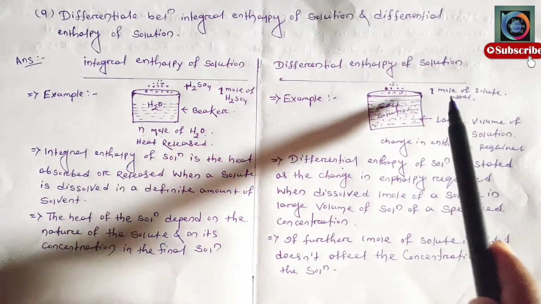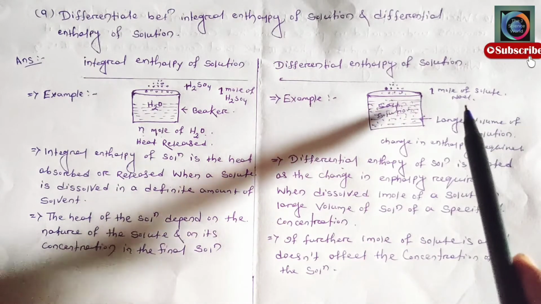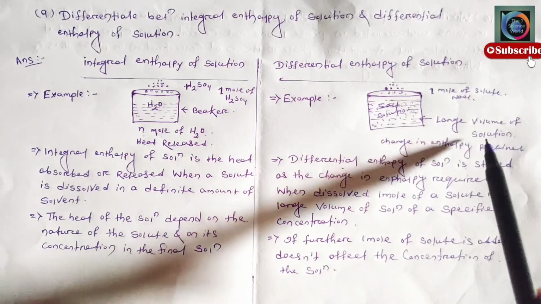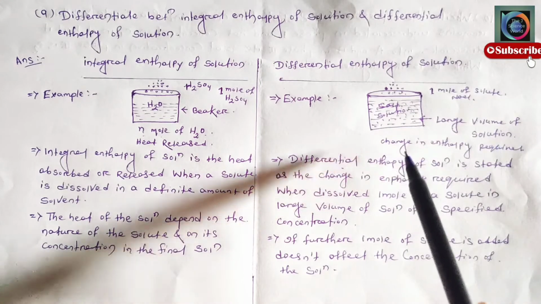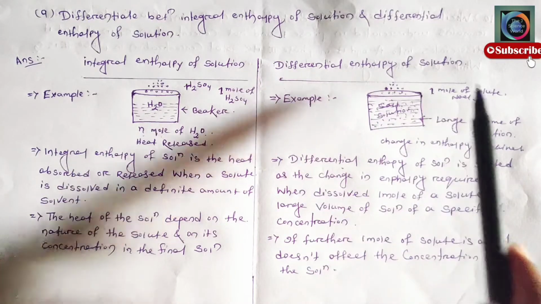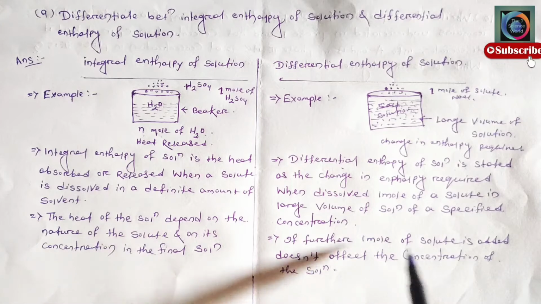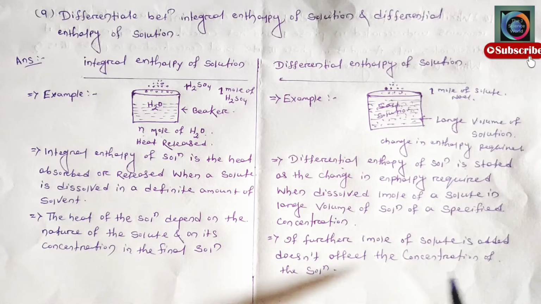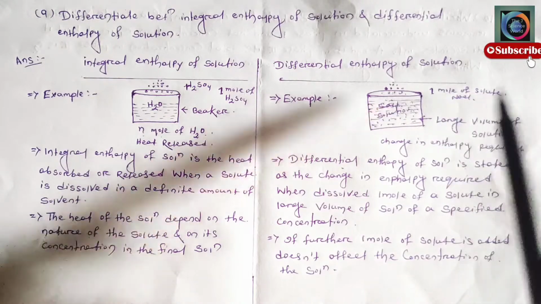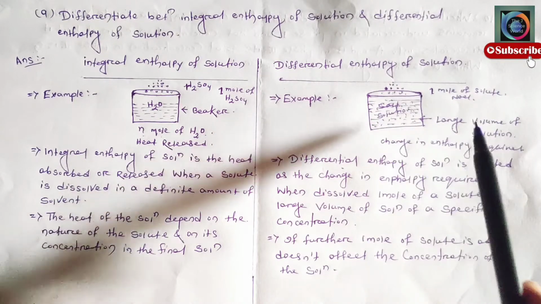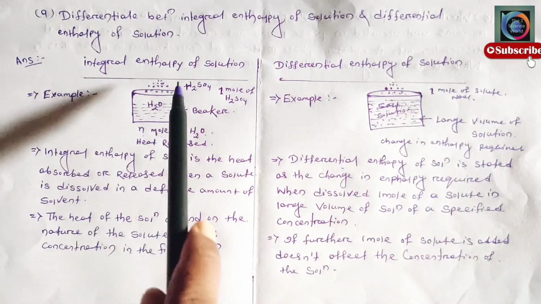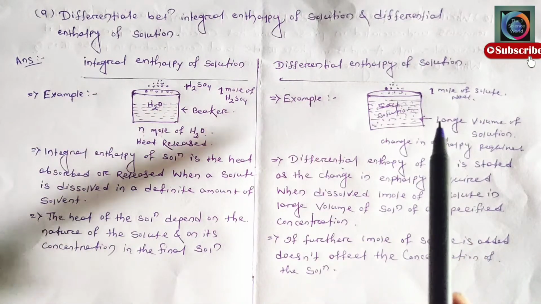Well, this 1 mole of solute, that is our NaCl, when we added to a large volume of solution, not solvent, large volume of solution, the change in enthalpy required is our differential enthalpy of solution. If a further 1 mole of solute is added, it does not affect the concentration of the solution. If again 1 mole of solute is added to this solution, its concentration does not change. That is all about integral enthalpy of solution and differential enthalpy of solution.